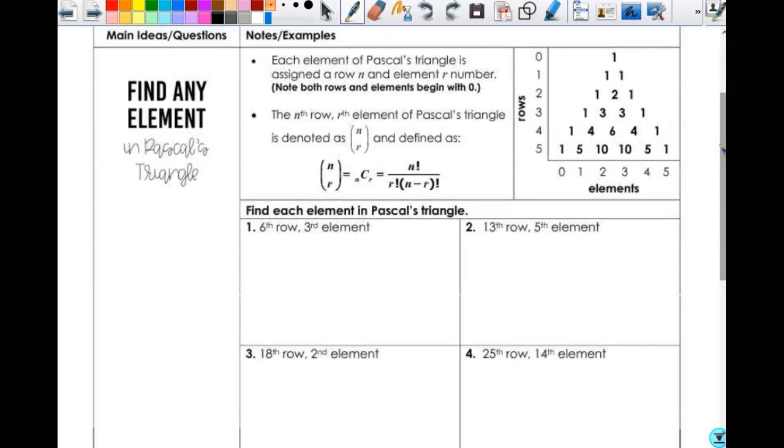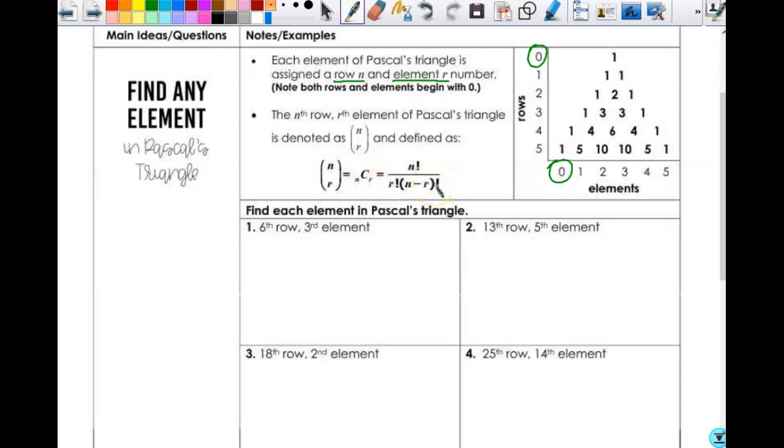All right, so this says, each element of Pascal's triangle is assigned a row n and an element r. So we have row n, element r. Both rows and elements begin with 0. This is important. Okay, so the nth row, rth element of Pascal's triangle is denoted by this. Here's my n, here's my r. And it's defined as n, r, like this. This is the combination of n things taken r at a time, which looks like this.